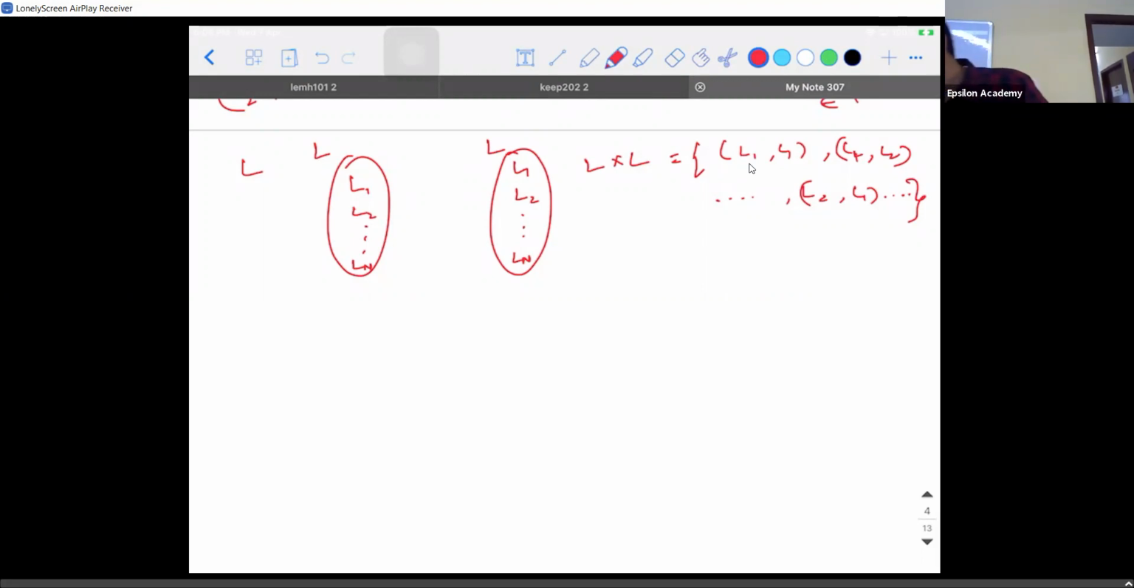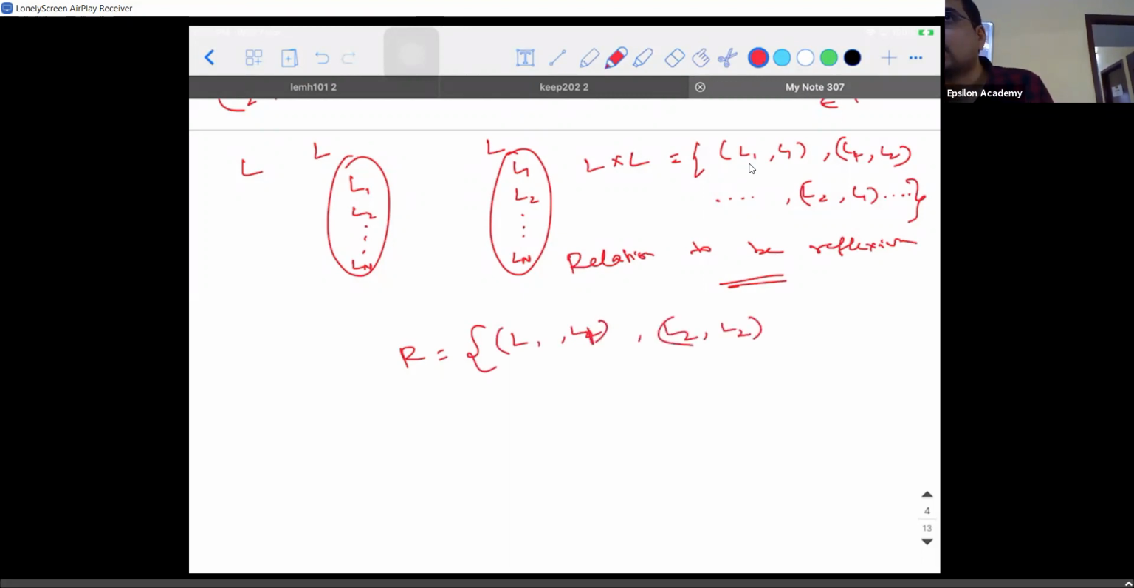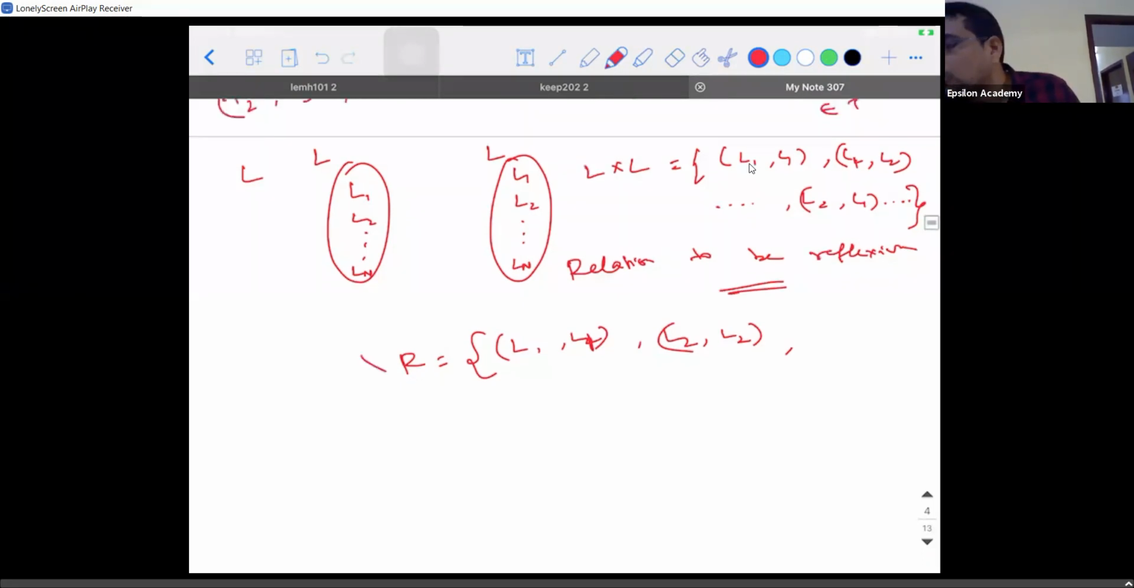Now let's think. For this relation to be reflexive, what should happen? In the relation R, you should be able to write L1, L1. Will you be able to write it? Obviously no, because this is the mathematical way. When you write it in the statement, since a line cannot be perpendicular to itself, it cannot be reflexive. So it doesn't satisfy the condition of reflexive.